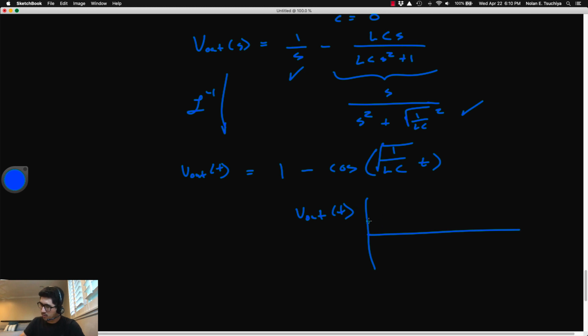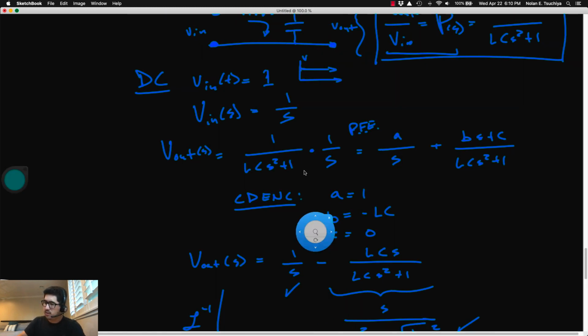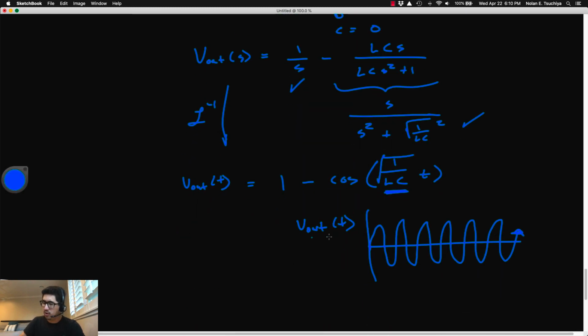It'll look something like this: cosine starts at 1, 1 minus 1, so it'll start at 0, and it'll go like this. So it'll be purely sinusoidal, and we know the frequency. Furthermore, by your choice of L and C, you can specify the actual output frequency of your electronic oscillator. So we've converted this constant DC voltage to an AC or alternating voltage in the output.